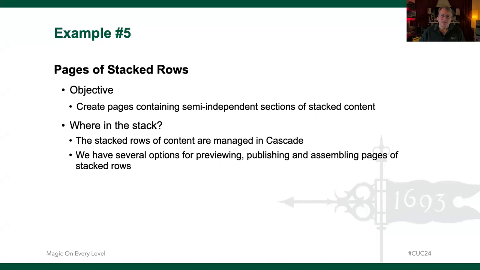The next example is the most recent implementation of those I'm showing you today. We call it pages of stacked rows. Our designers and content specialists want pages containing multiple semi-independent sections of content stacked one atop the other in a vertical fashion. Where would this magic happen? The rows of content will obviously be managed within Cascade, which provides multiple options for doing so. Additionally, we have options for how we preview, publish, and assemble these pages of stacked rows.